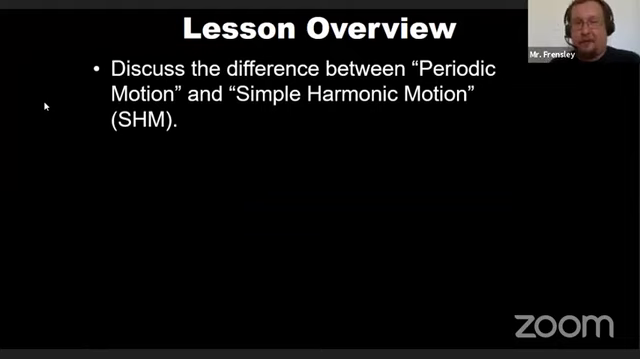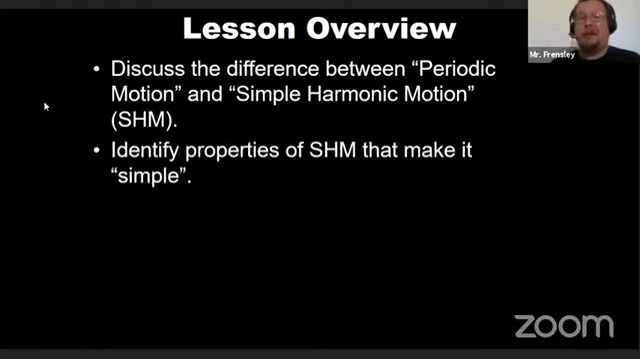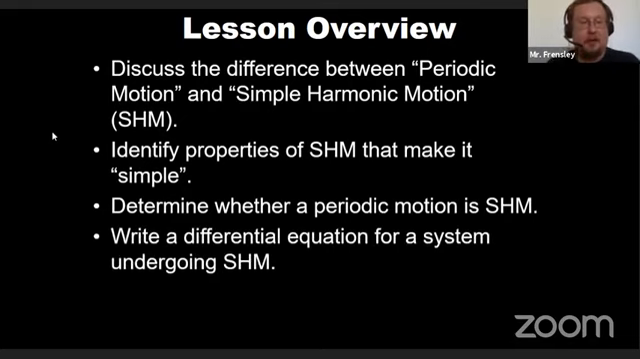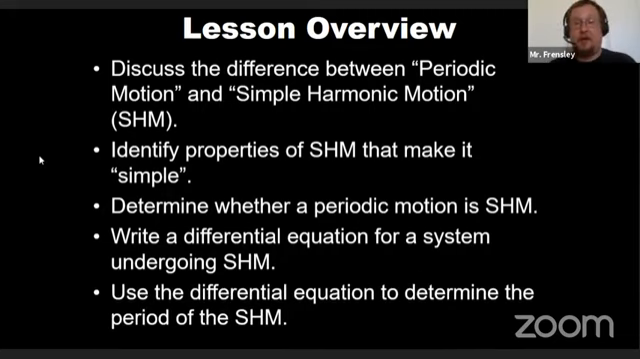We're going to discuss the difference between periodic motion and simple harmonic motion. Then we're going to figure out what makes simple harmonic motion so simple. What are the properties that make it so great and easy, easier than it could be? We're going to determine whether a motion we're looking at is simple harmonic motion by looking for the properties or a lack thereof. And then we're going to write a differential equation, that's not the P1 friendly part, for a system undergoing simple harmonic motion. And then we're going to use that differential equation to figure out the period of the simple harmonic motion.